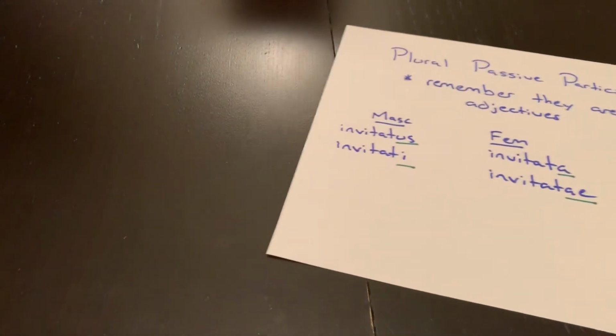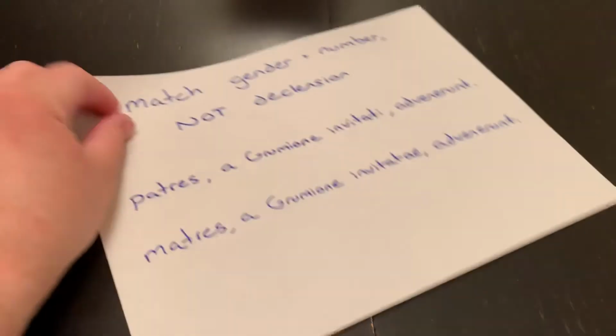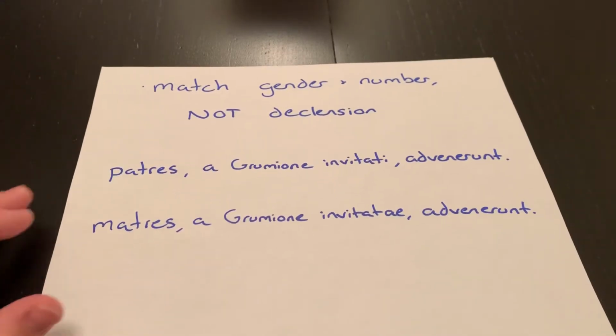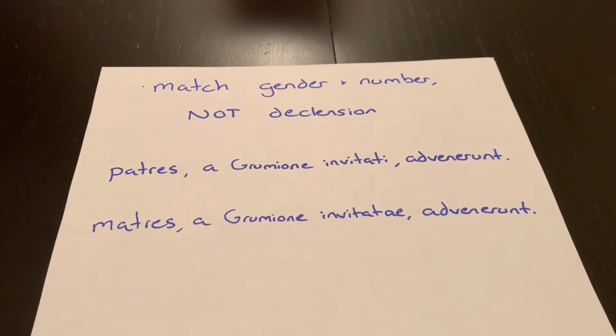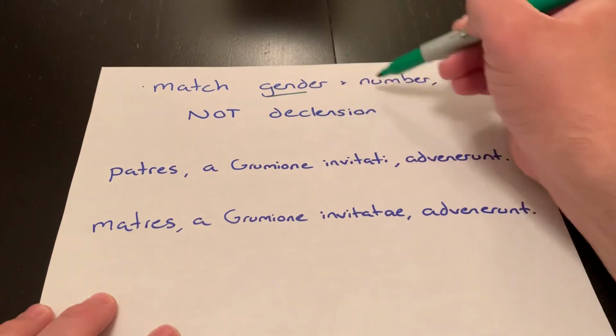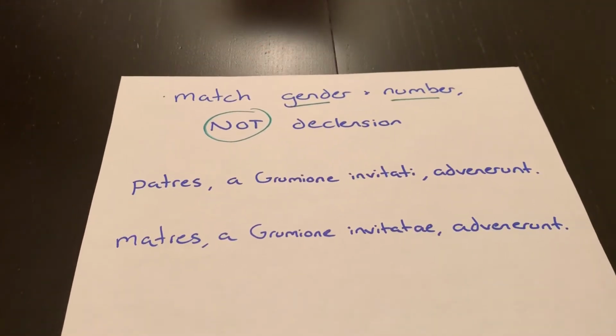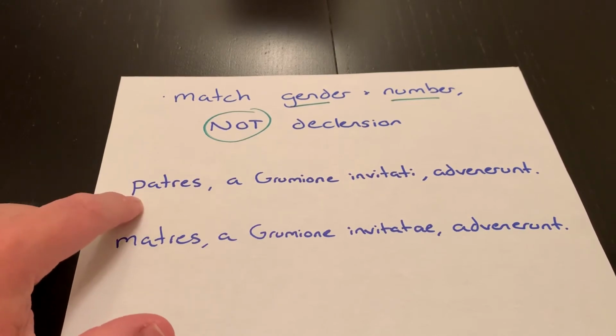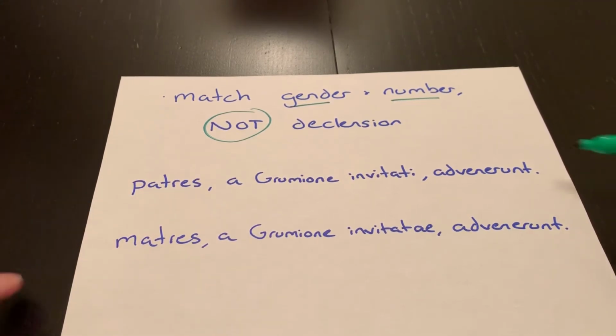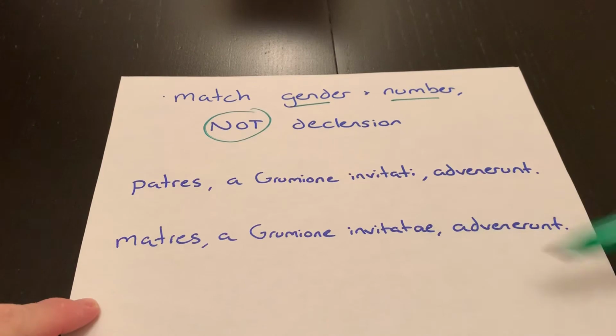So another thing to remember is that the participle matches the gender and number, but not the declension. Okay, we can have third declension nouns as our antecedent, and we're still only going to use those 6 forms of the participles that we just saw, because just like with adjectives, even though we're describing a third declension noun, we can only use first and second declension endings.